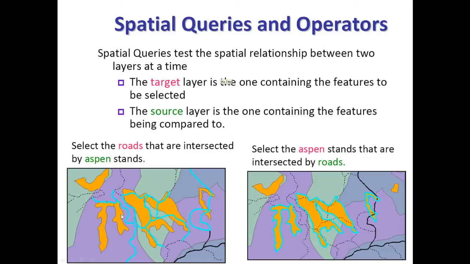The inverse of that is shown here. So here our roads are being selected. If we wanted to know which are the Aspen stands that are being intersected by roads, then we go about that query the opposite way, where the Aspen stands are our target layer and the roads are our source layer.